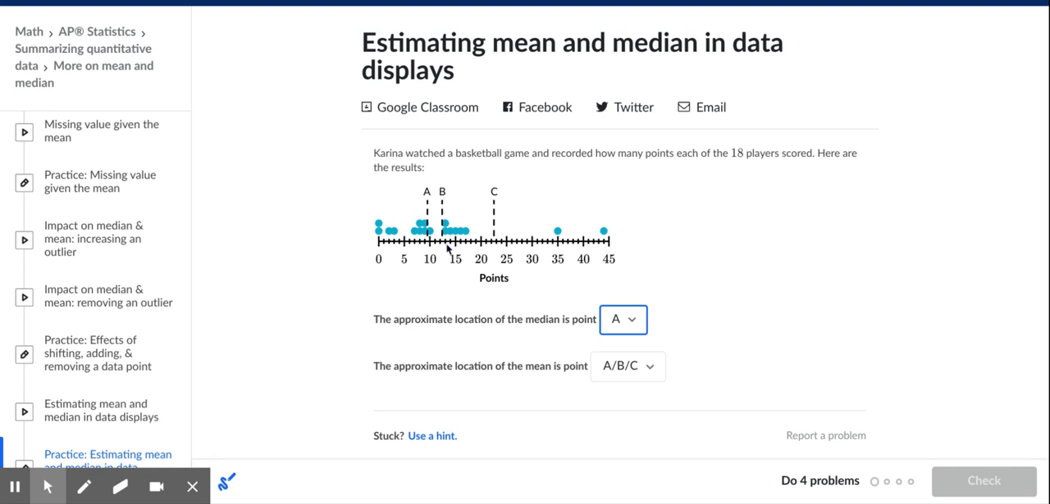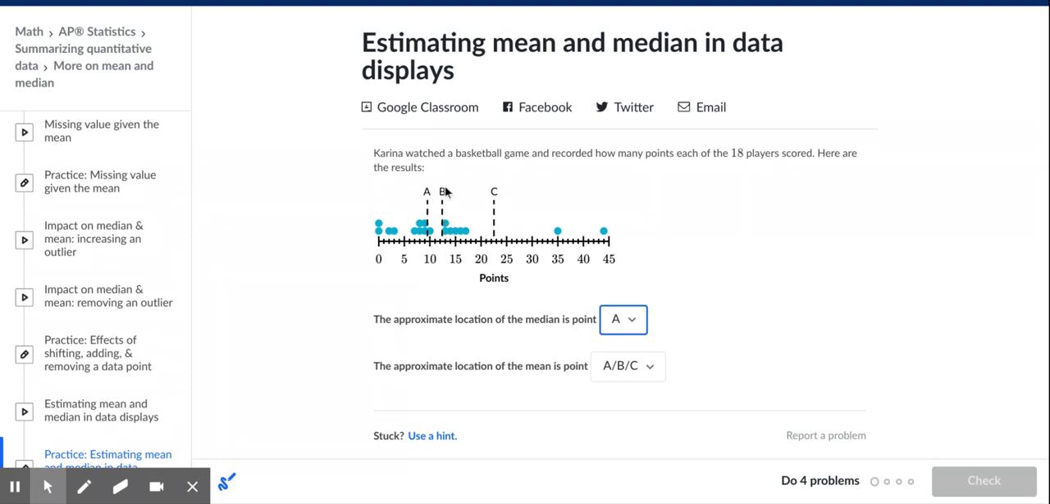plus 15, plus 16, plus 17, and that's it. Plus 35, plus 44, and then divide that by 18. And I got 12.4, which does correspond with B.